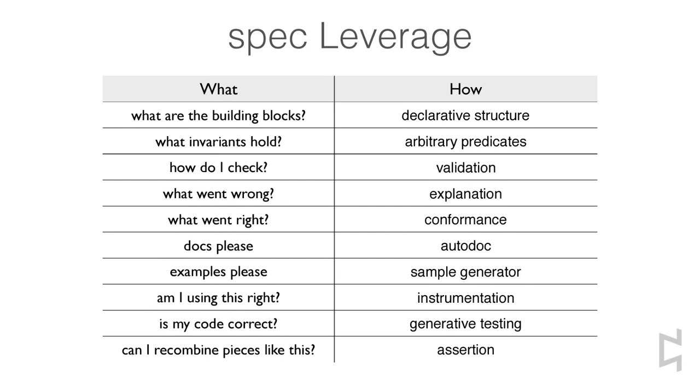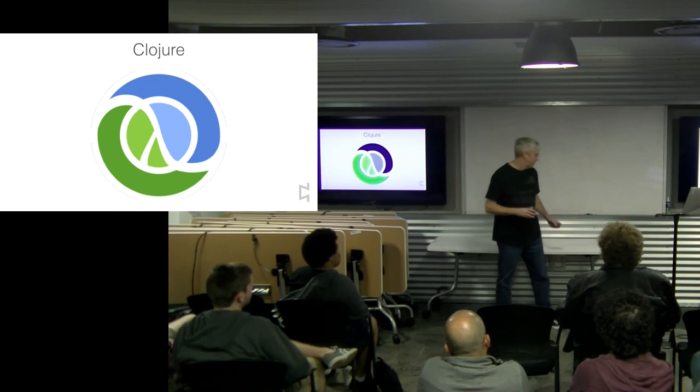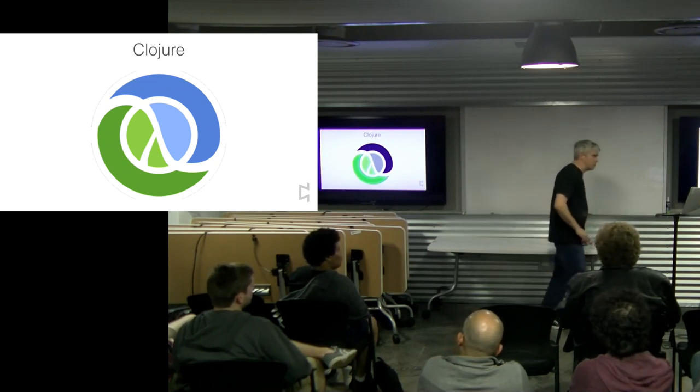Spec can generate examples for you. It can instrument functions and enforce invariants on the arguments. It can generate example data and exercise your programs. And it can provide an assertion facility, which is something that you can turn on and then at compile time strip out. So it's like the traditional assertion that people have in Java, but instead of being a general single predicate and string error message, which is what assertion gives you, it gives you all the power of spec. All right, so there are slides here that talk about how to use Clojure.